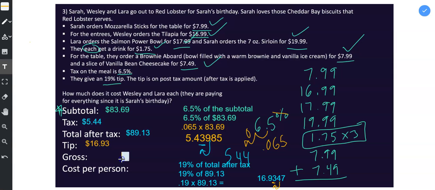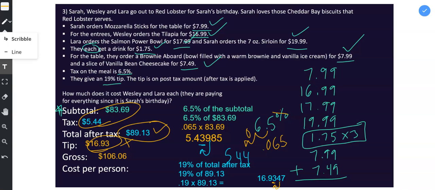And then to figure out the gross amount. The gross amount is the total after the tax and the tip has been applied. So we added these two together, the subtotal and the tax, to get this amount. So now we need to add this amount, which already includes the tax, to the tip. When I added those two together, I got $106.06.